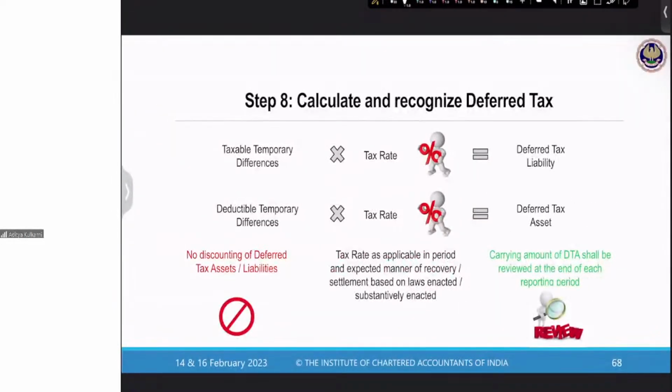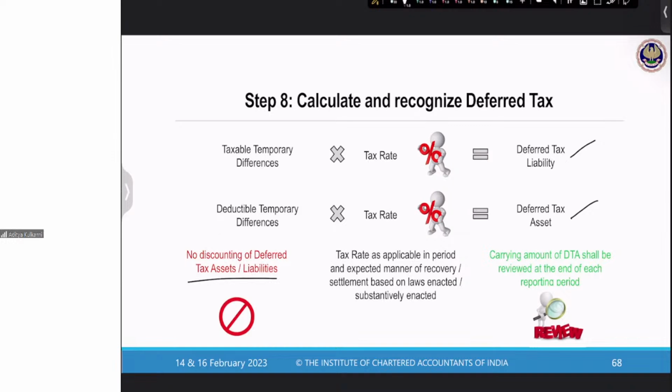All right. Calculate and recognize the deferred tax. Apply the tax rate to the temporary differences to arrive at a deferred tax liability or deferred tax asset. No discounting of deferred tax assets or deferred tax liabilities. Sir, the future may settle after 3 years, 4 years, 5 years. Are you sure about the settlement?